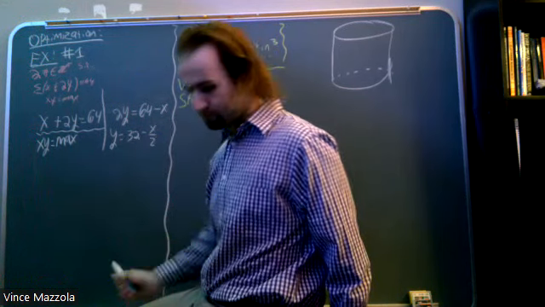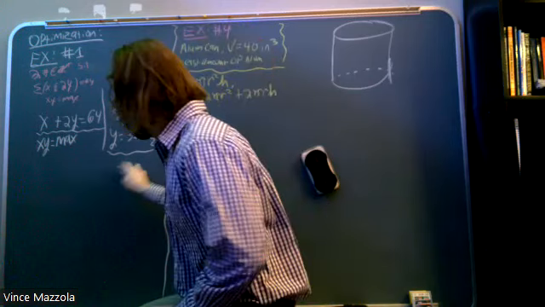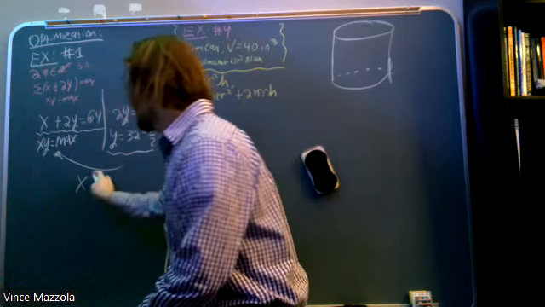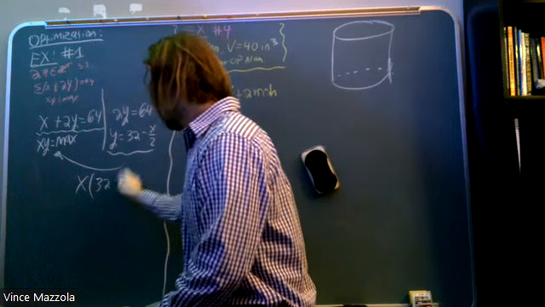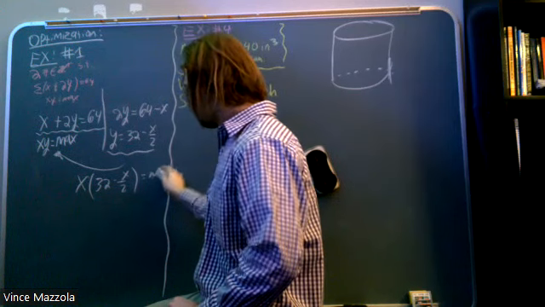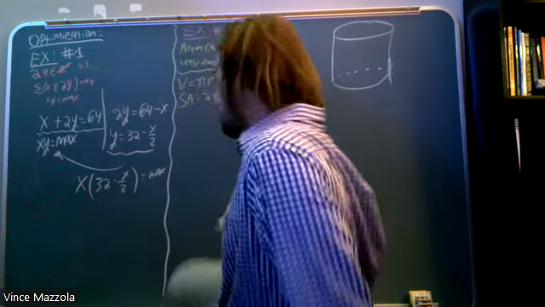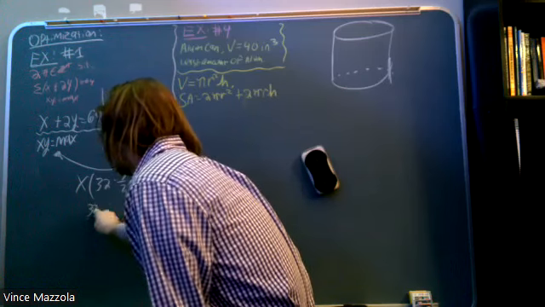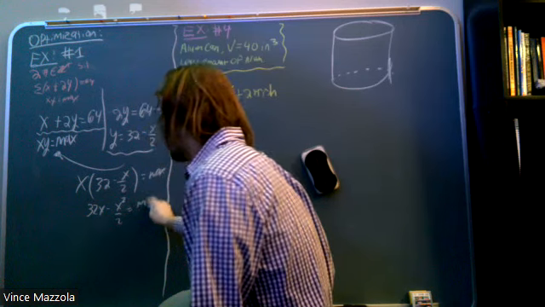All right, perfect. So now you substitute this in for that y right here. So you've got x, and instead of y, you've got 32 minus x over 2, and that equals max. We don't know what the max is yet, but we'll get to that in just a second. So now you distribute, and you get 32x minus x squared over 2 is equal to max.